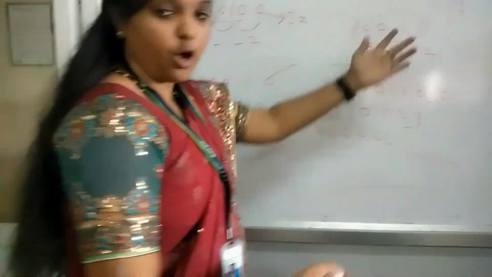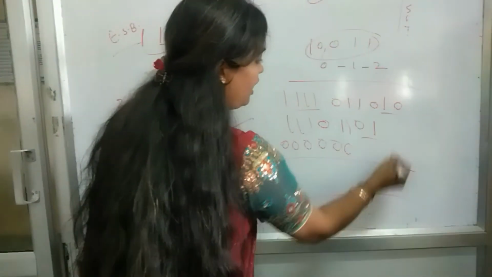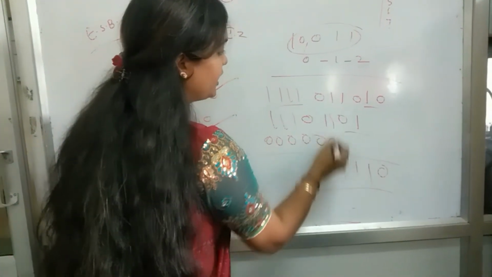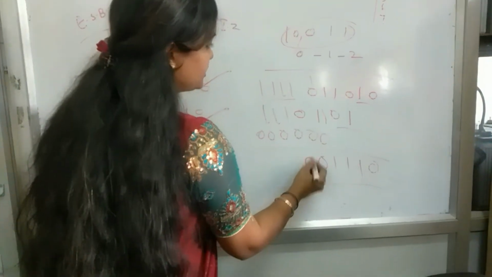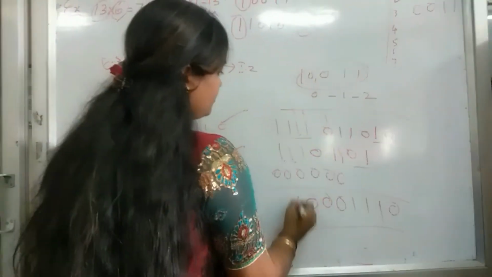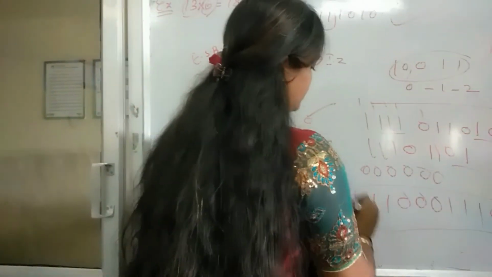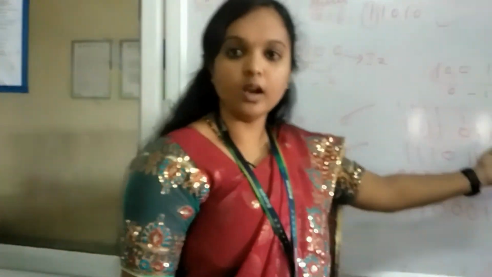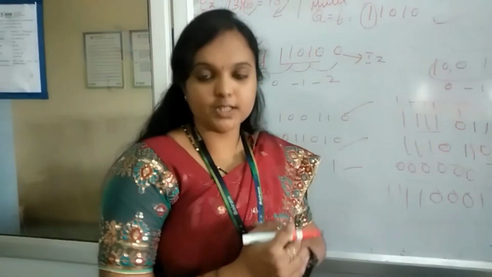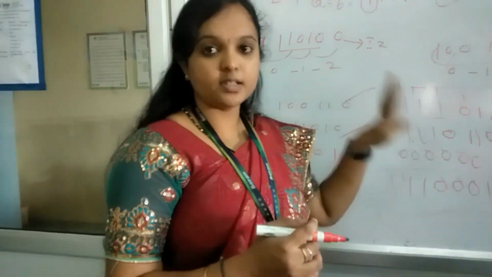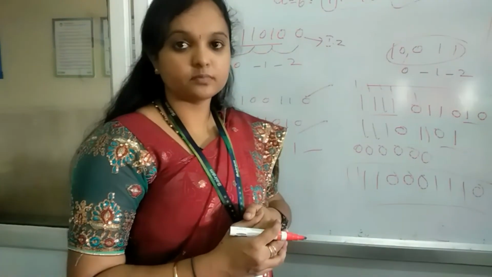Now I can solve this by adding the partial products, giving 1 1 1 0 1 1 1 0 1 1 1 1. That's all. So this is all about case 4. Totally we have seen these 4 cases altogether. Thank you.